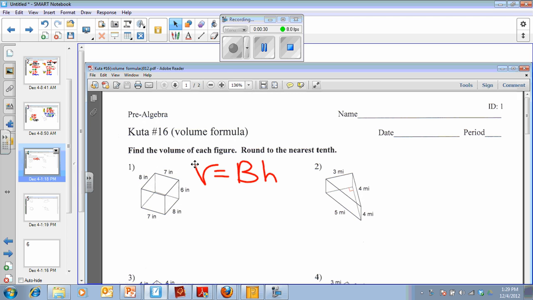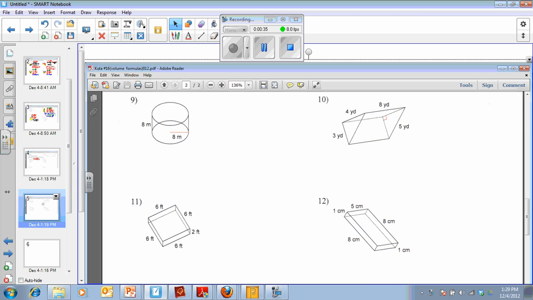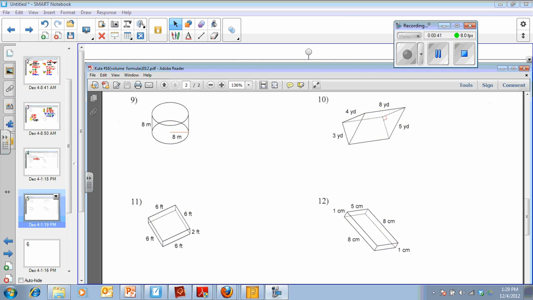I'm not going to do these two problems right here, we did these in class, but I am going to go farther down in the handout, and I'll start on problem number 9. What I'm going to do is try to shade in the area that's going to be my base, just so I can see what the base is. So on problem number 9, I'll start by writing the formula. Volume equals the area of the base times the height. And then I'm going to shade in what my base is.